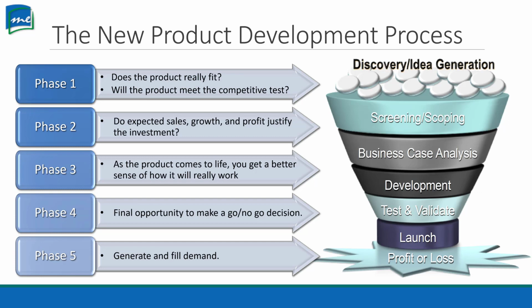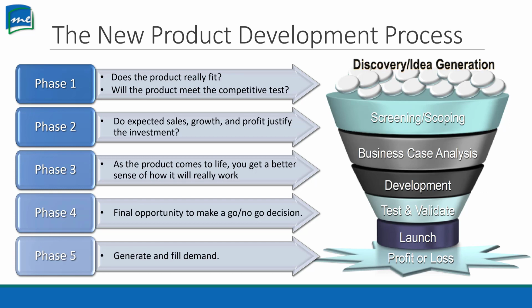And then 5, we're going to generate and fill demand. So our marketing folks are going to start advertising the product. Our sales folks are going to start selling the product. And then our manufacturing is going to start meeting that demand. And then the supply chain is involved in all of that, because we have to make sure the products or the materials are there to make the product. And then move that product from wherever it's being manufactured to our customer.